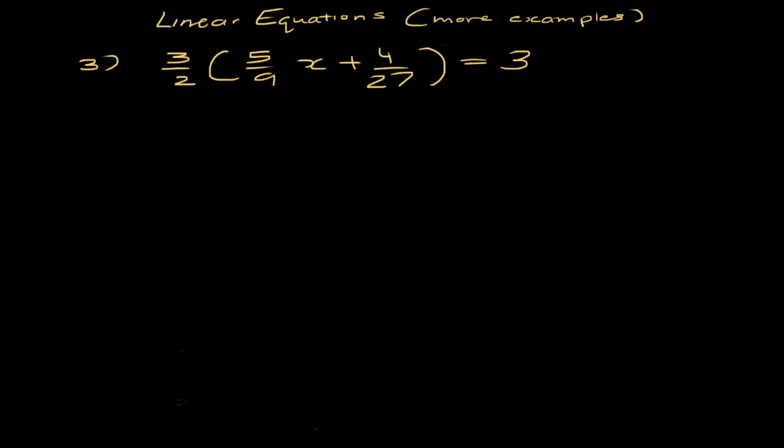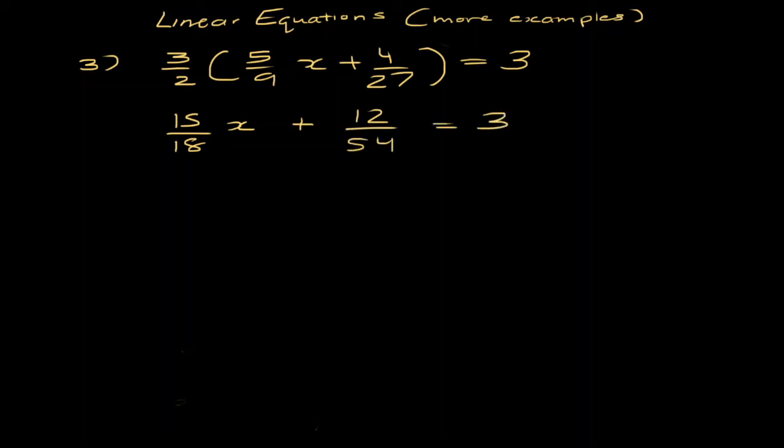Let's start with just distributing out everything. So first you want to check if anything can be reduced, and usually questions are already pre-reduced, so we don't need to really do that. So we get 15 over 18x plus 4 times 3 is 12, 12 over 54 equals 3.